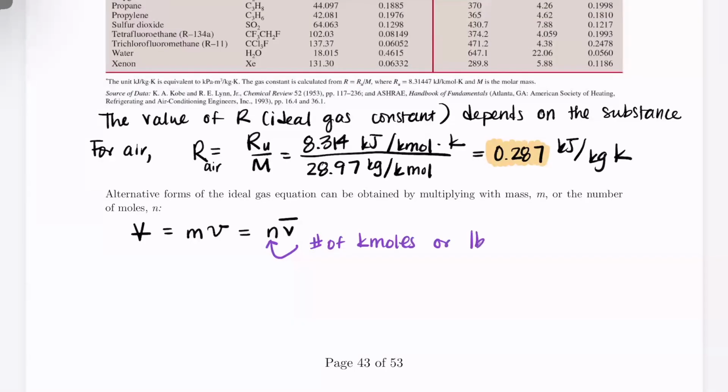Or pound moles. And then this is V bar, of course, the molar specific volume. And over here we have, obviously, mass, and then this is specific volume.